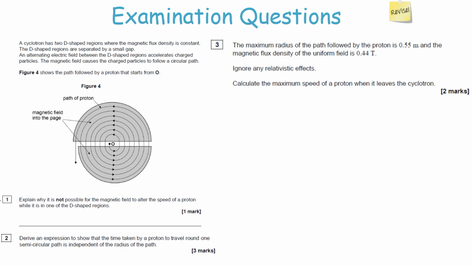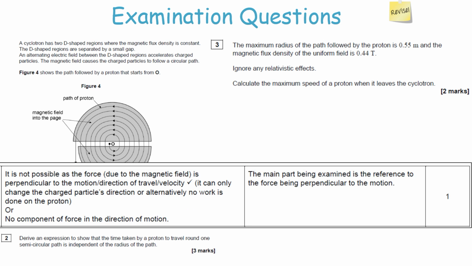Now you should be aware that a force will only cause a particle or an object to change speed if it's acting in the direction of the actual motion, if there's a component of that force in the direction of the motion. Now it hasn't got any component in the direction of the motion because the magnetic field is acting perpendicular to the direction of motion. It's acting as a centripetal force. Next one, derive the expression.